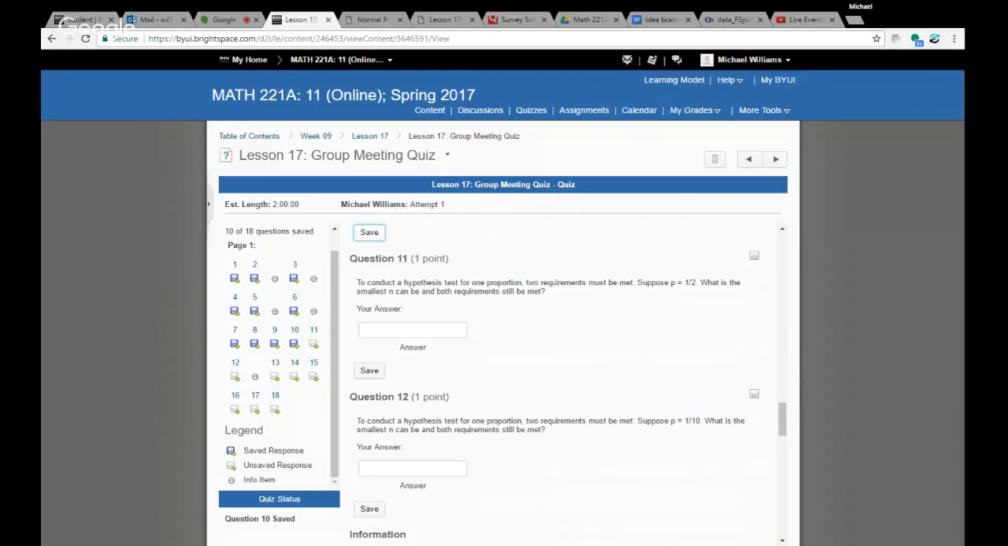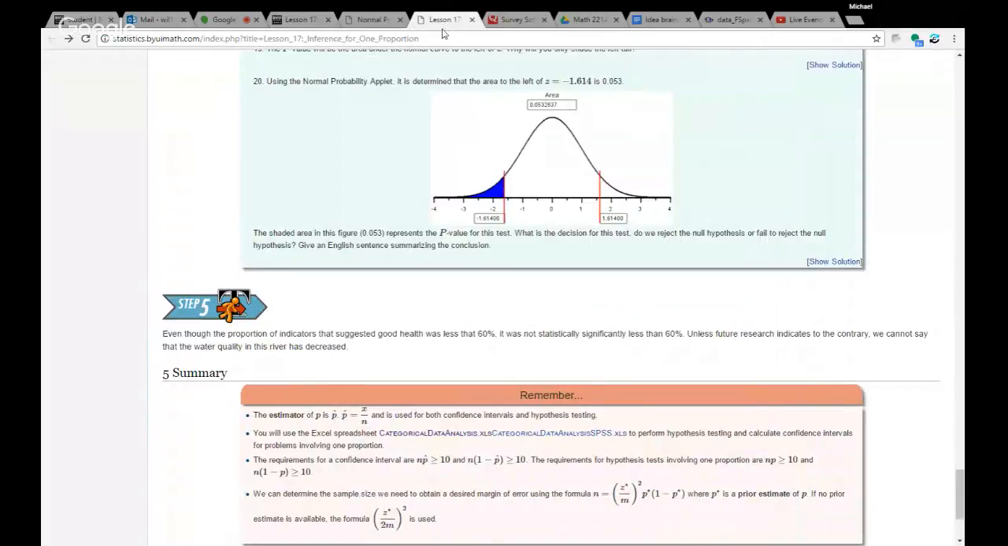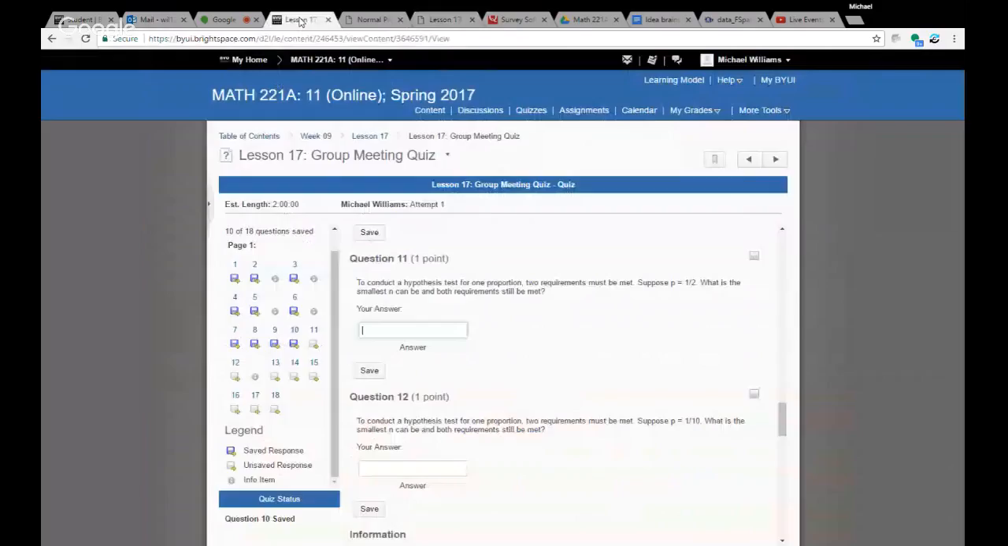If p equals 1/2, what is the smallest n? Well, 20 right off the bat, because it's got to be greater than or equal to 10. So n times p, 20 times 1/2 would be 10. That's one number. And then the other number would be 20 times 1 minus p, and 1 minus 1/2 is the same thing. 1 minus 1/2 times 20 is 10. Correct. So 20, right? Yep.